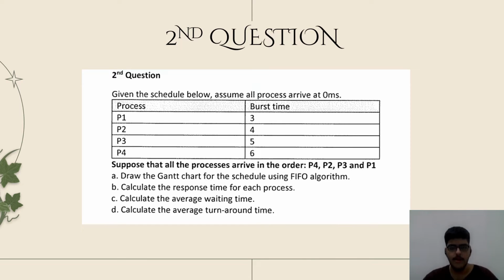Suppose that all the processes arrive in the order P4, P2, P3, and P1. Question A: draw the Gantt chart for the schedule using the FCFS algorithm. B: calculate the response time for each process. C: calculate the average waiting time. D: calculate the average turnaround time.